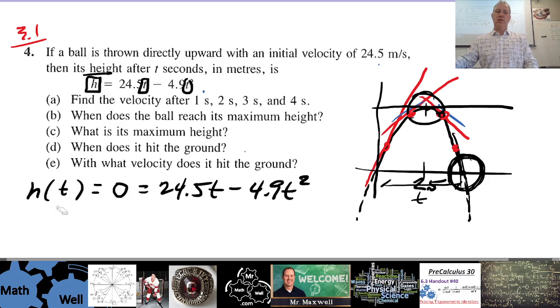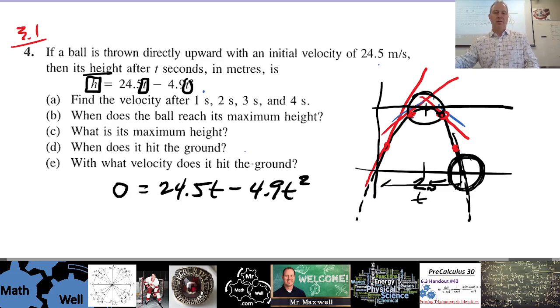So, again, some of this is derivative stuff, some of this is calculus stuff, some of this is not. So here's where you have a couple options. You guys know about the quadratic formula. You could plug quadratic formula A, B, and C in here. Or you could factor. Looks like we might be able to factor this, right? We can take a T out. Can we take a 4.9 out?